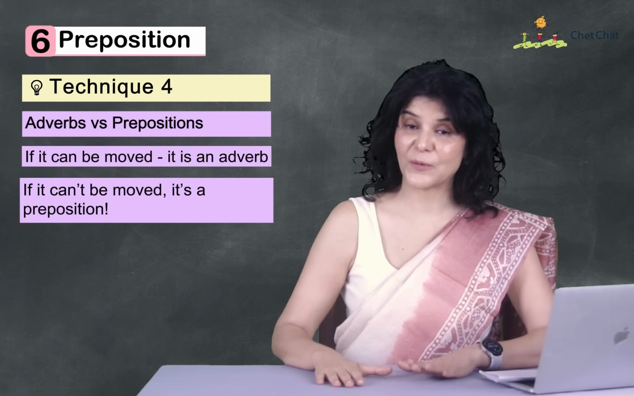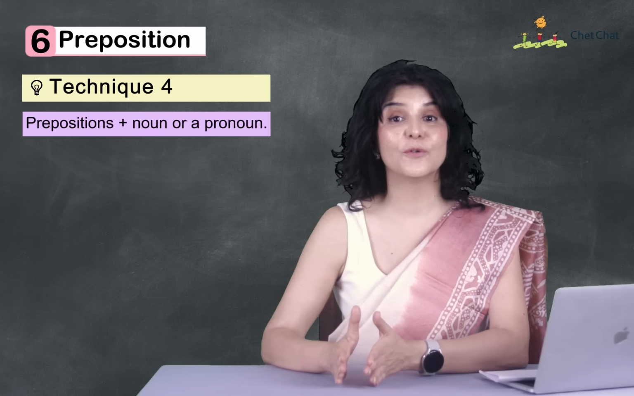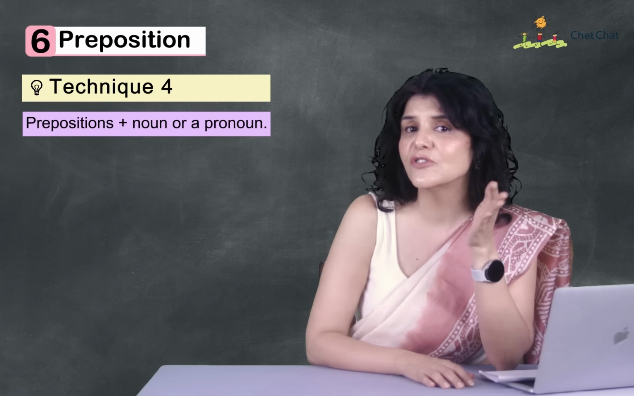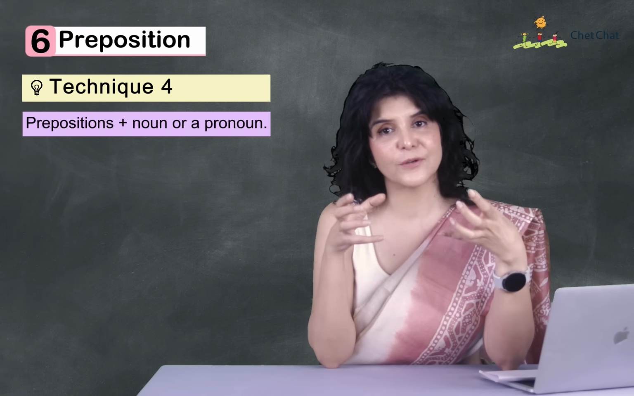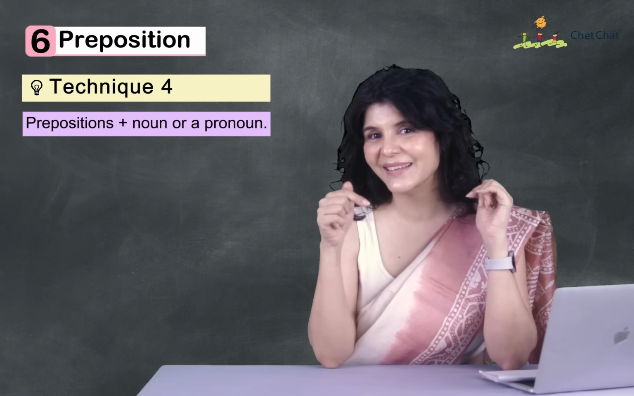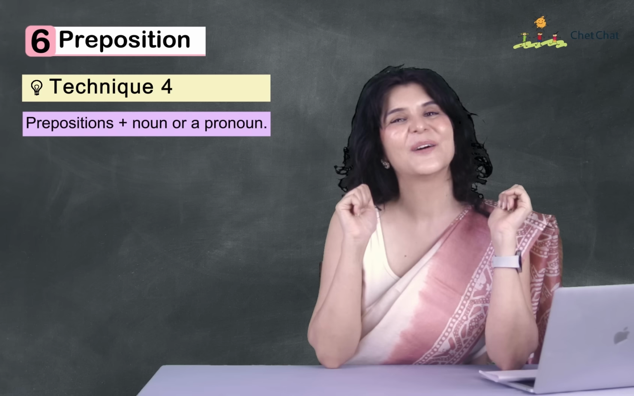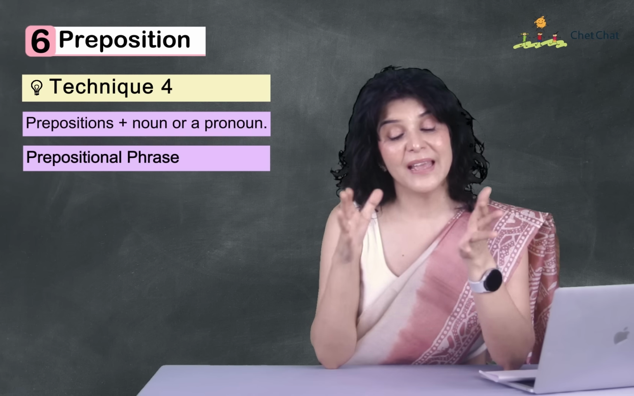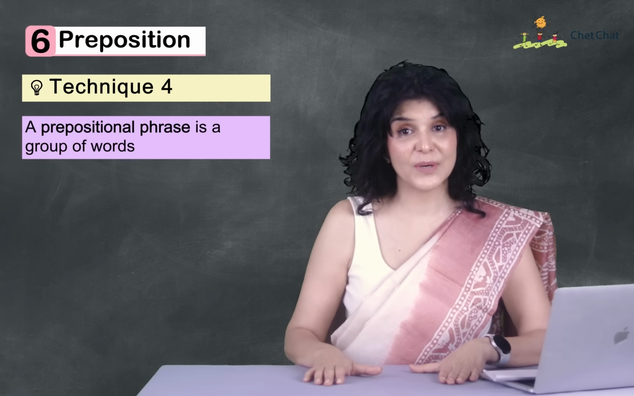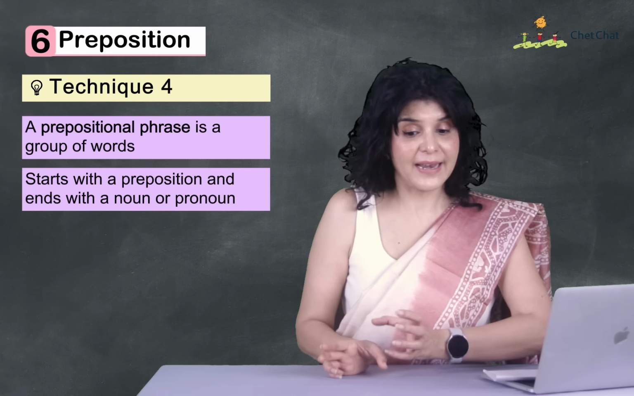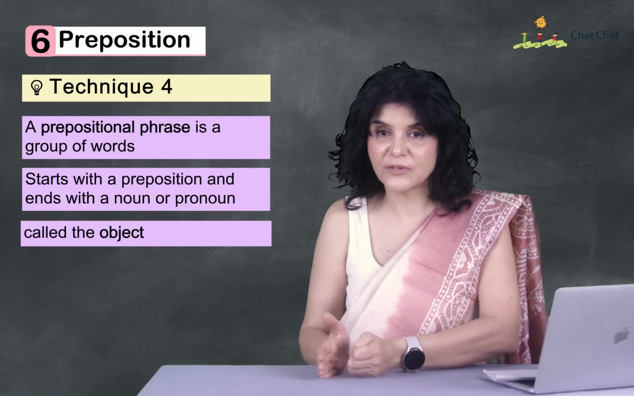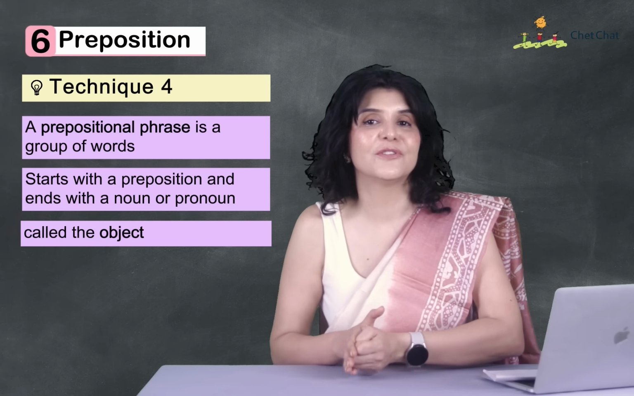Okay, so now we know that prepositions are followed by an object, which is either a noun or a pronoun. Do you know the special name for this entire set of words collectively, like the preposition plus the noun or the pronoun? Let me know. It is called a prepositional phrase. This is one advanced part of speech. A prepositional phrase is a group of words that starts with a preposition and ends with that noun or the pronoun, which is the object. So the preposition plus its object is the prepositional phrase.